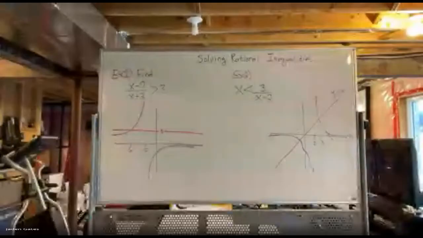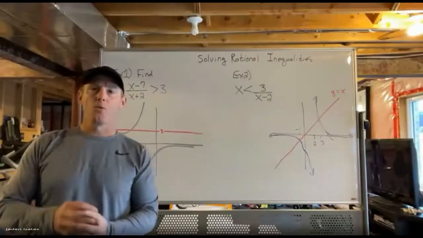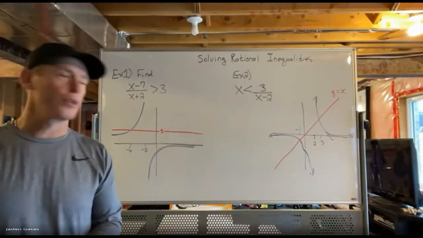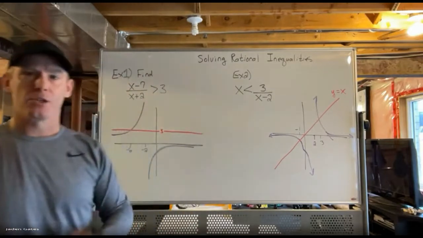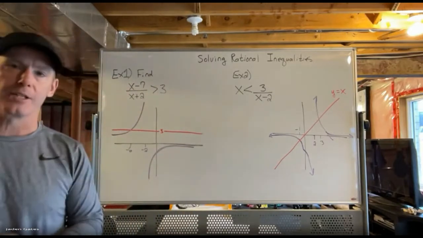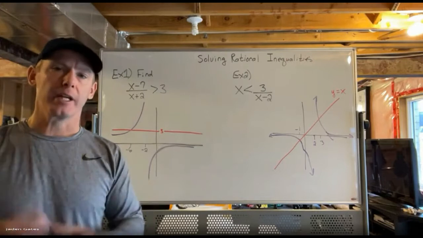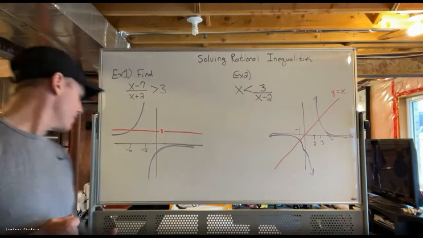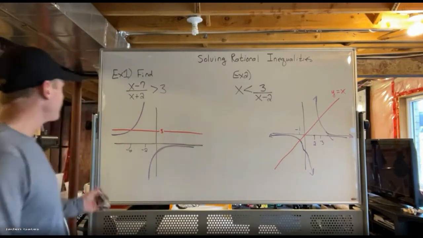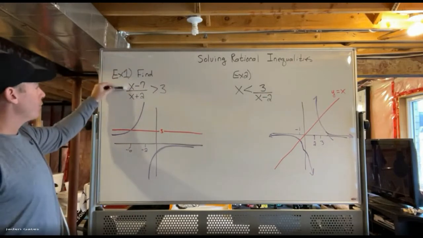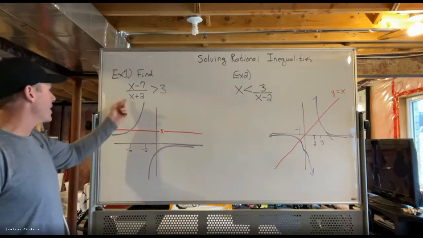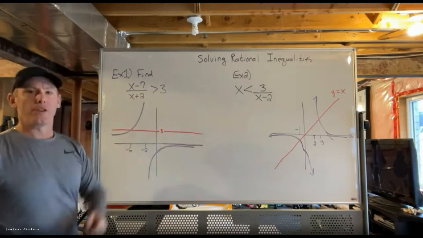All right, so last class we looked at solving rational equations, and today what we're going to do is take the next step and solve rational inequalities. The first two examples, we're going to look at graphically, visually, what are we actually looking at? In our first example, it says find when the function or the graph (x - 7)/(x + 2) is greater than 3.